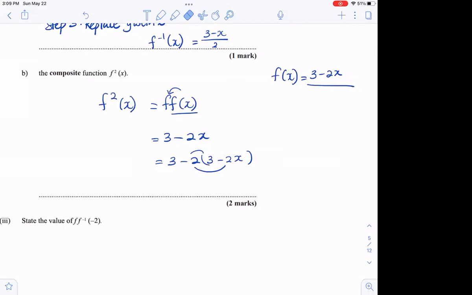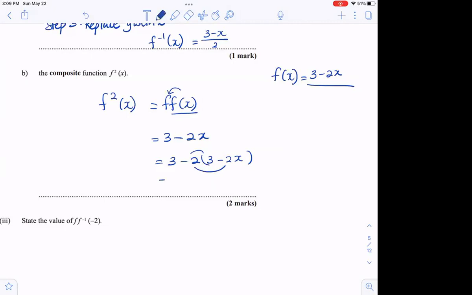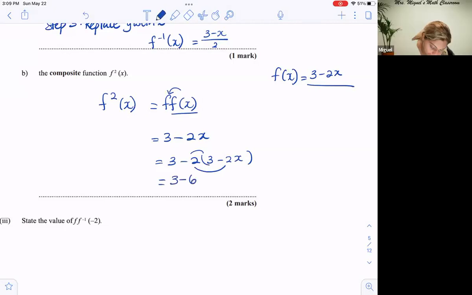Are you all finished now? Yeah, miss. So we have 3 minus 6 plus 4x. The answer is 4x minus 3.